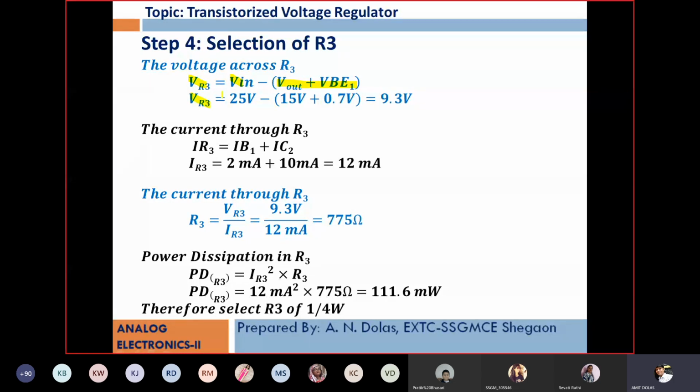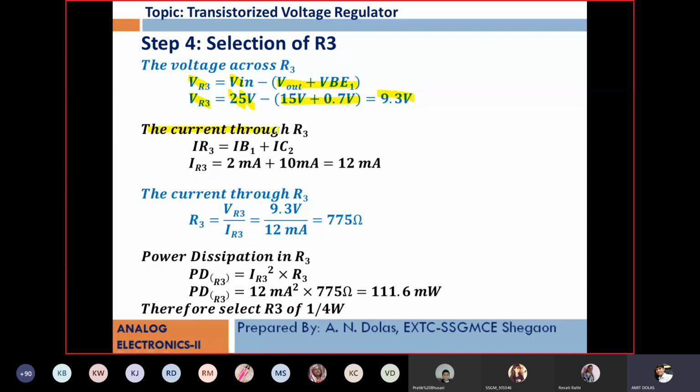So VR3 will be V in, maximum 25, minus 15 plus 0.7. How much is that? 25 minus 15 and 0.7, that is 9.3 volt.